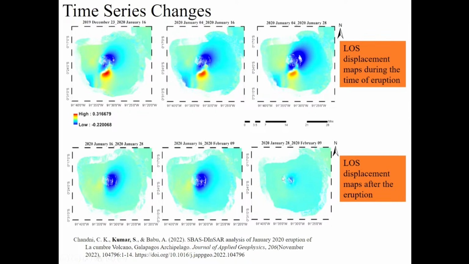So in this study, you can see that a line of sight displacement map was created, and here you can see that the displacement could be easily seen during the time of eruption. But when the eruption had stopped, we are getting very little change, approximately negligible line of sight displacement from the data set.